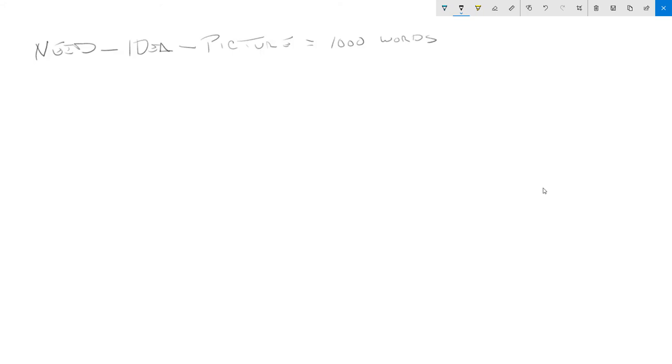So let me draw this circle right quick, and I'm going to draw this oval, and I'm going to draw a straight line. Obviously, I've lost my mind, right? So again, pictures can get a thought through much faster than anything else.